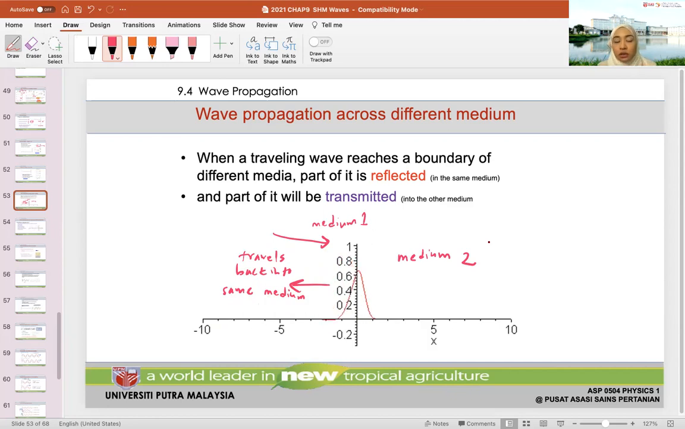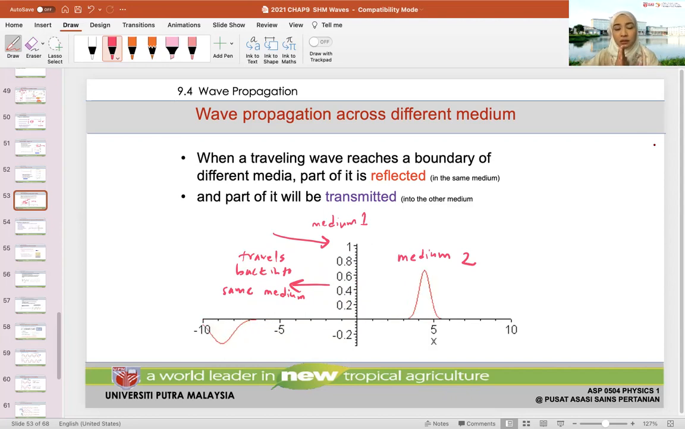If they are not two different mediums, then it will not be called a boundary. It's just one medium. So if you have a boundary, it really means that you have two different types of medium. Seorang low density ke, seorang high density ke, seorang low density ke, seorang high density ke. Tak kisah. Asalkan ada perbezaan to make that boundary.